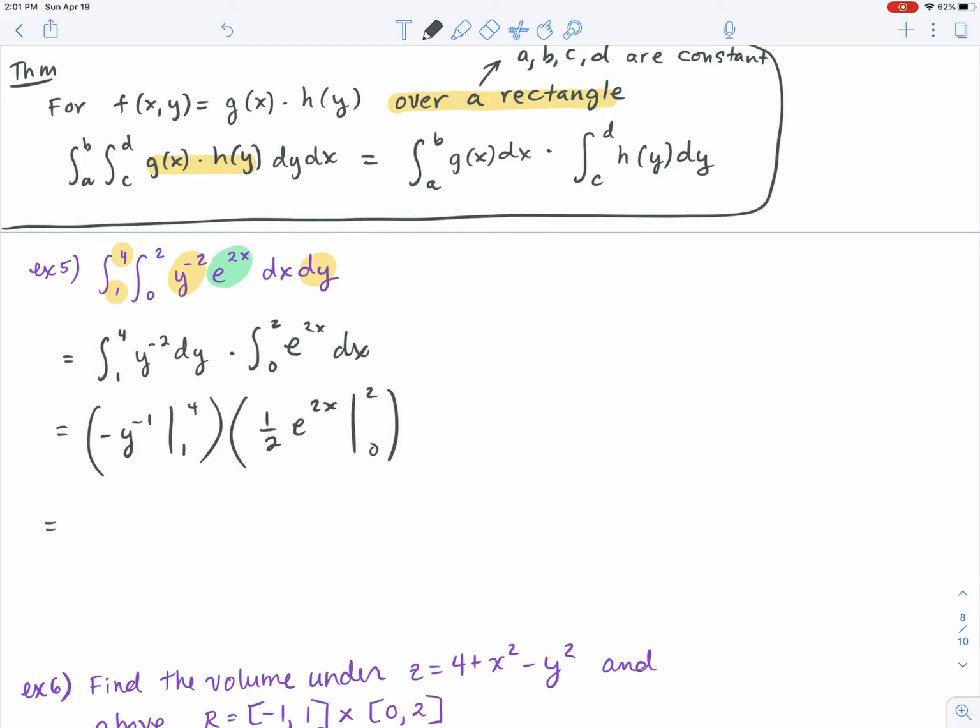So here we're going to get negative 1/4 plus 1 times, when we put in the 2, we get a 1/2, and then e to the 4th minus e to the 0, which is 1. So we have 3/4 times 1/2. So we're going to have 3/8 times e to the 4th minus 1, which is the correct answer.